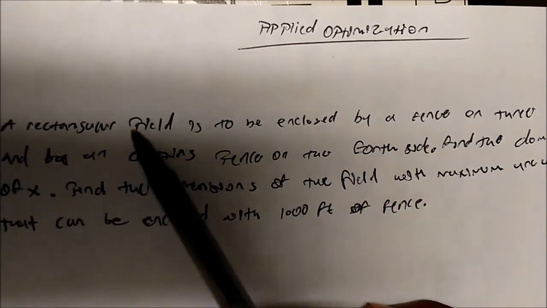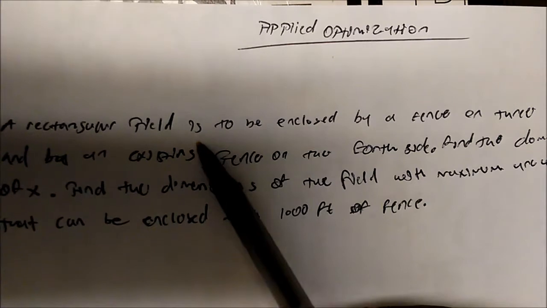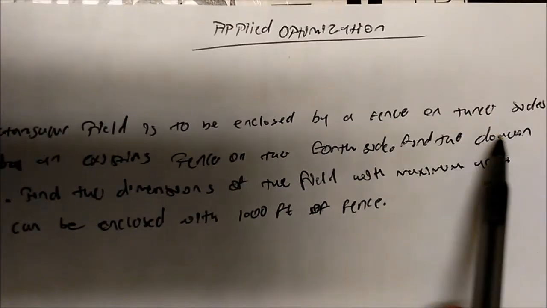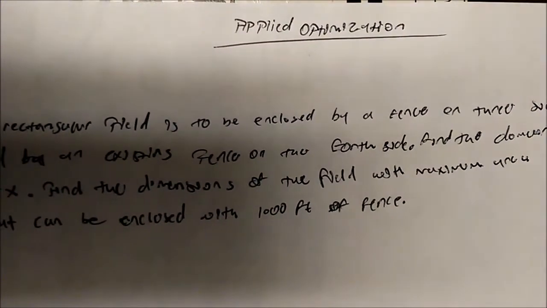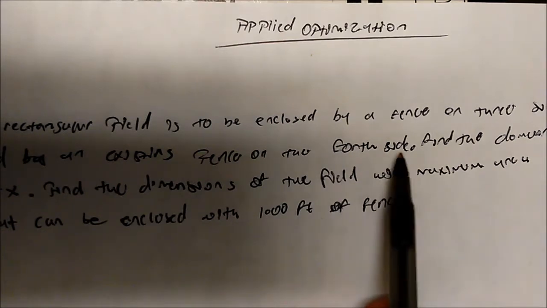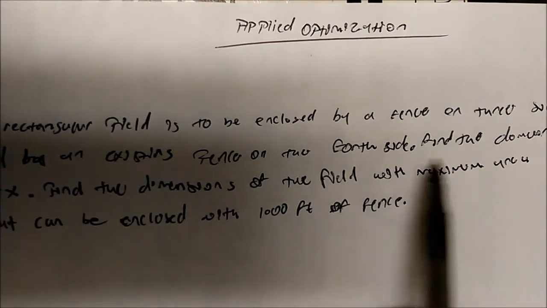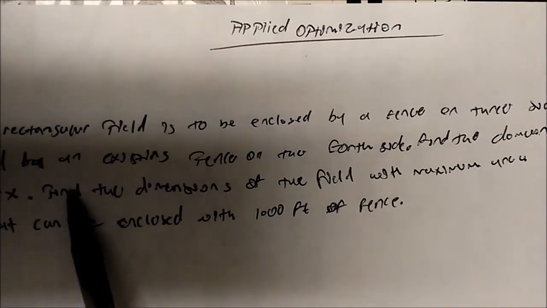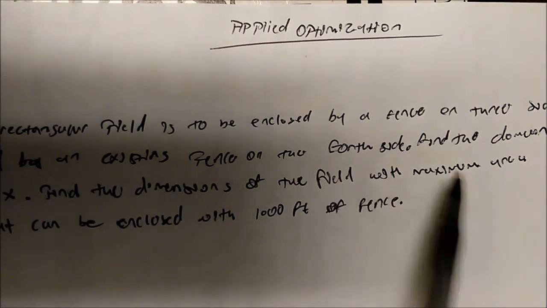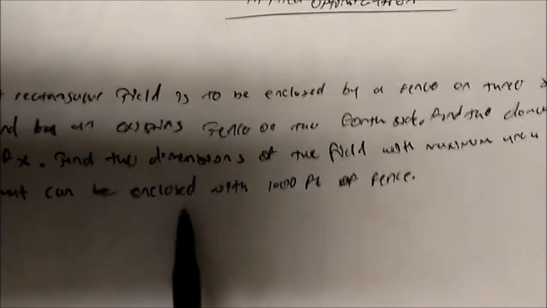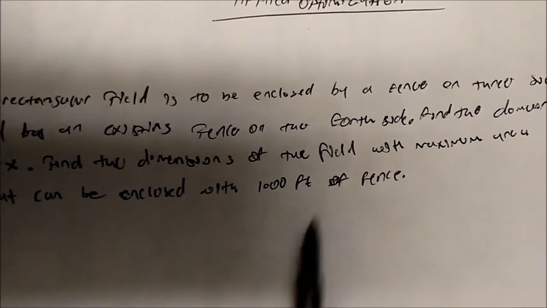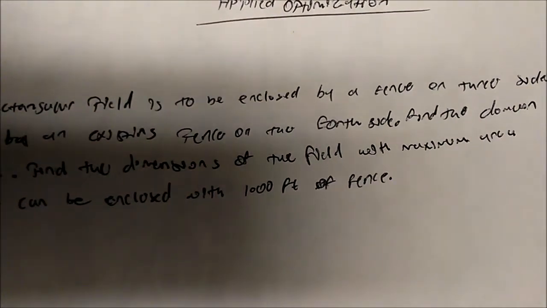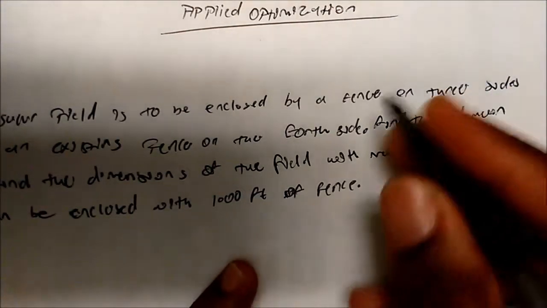This problem says a rectangular field is to be enclosed by a fence on three sides and by an existing fence on the fourth side. Find the domain of x, which we really don't care for. Here's what we care for: find the dimensions of the field with maximum area that can be enclosed with 1,000 feet of fence. Well, again, let's draw the picture and see what they're talking about.